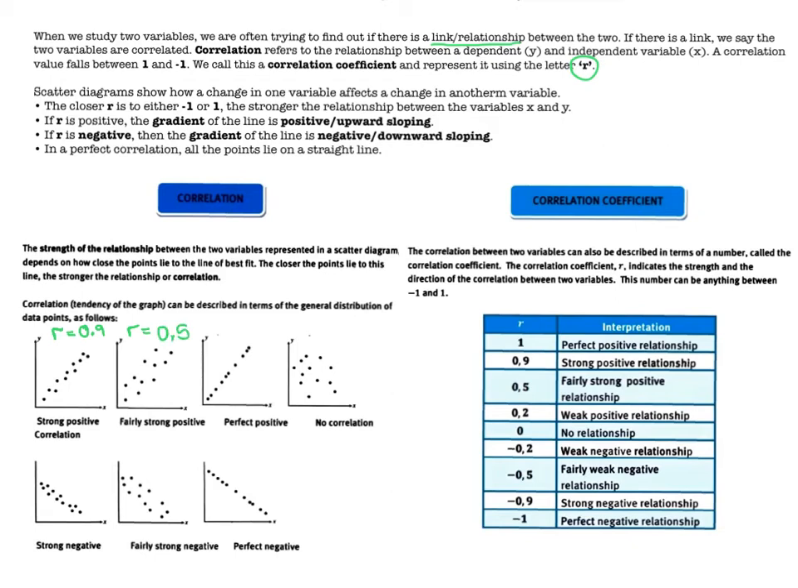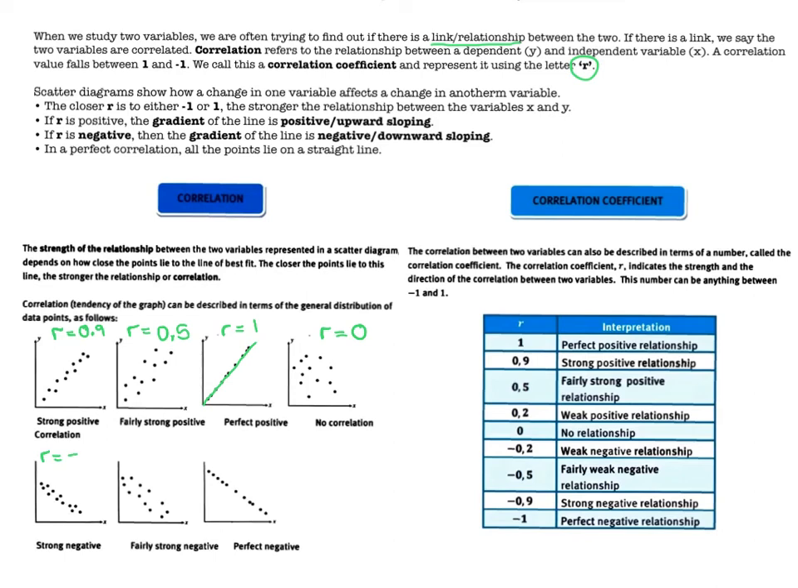The third one, as you can see, is a perfect positive correlation, and there your R would be equal to 1. The points lie on a straight line. If you were to draw your line, which we call the line of best fit, you can see that the points fall on the line. The fourth graph shows no correlation. There is no relationship between x and y, so the R is equal to 0.